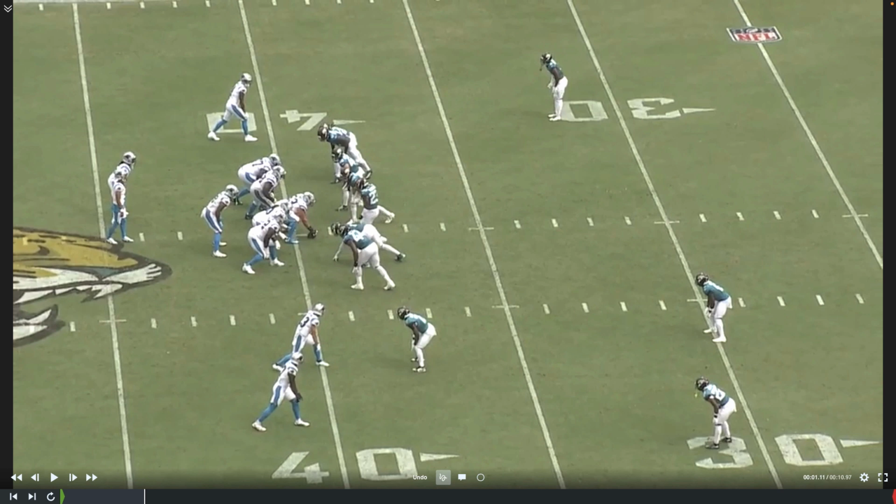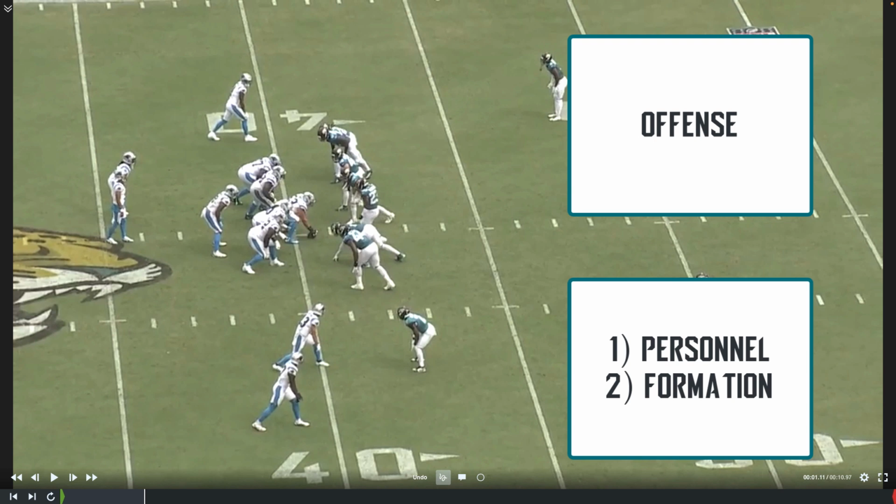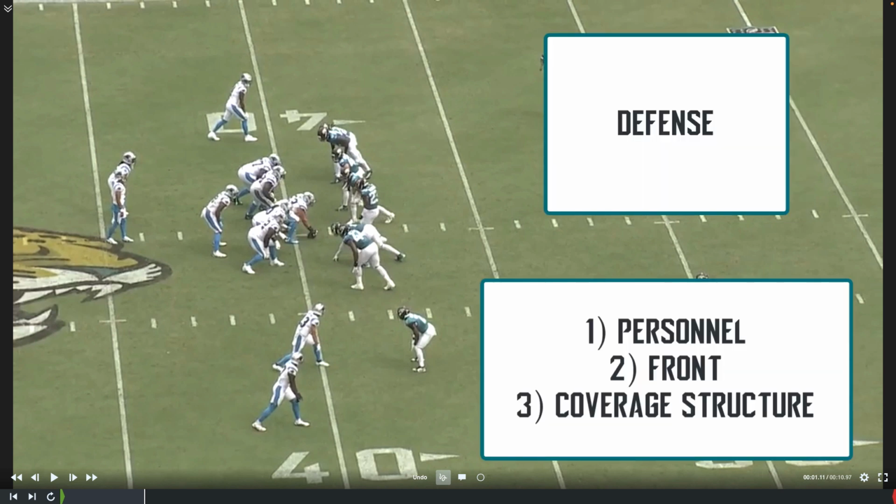But that is, real quick, the basics on how you can get started watching film, okay? Look at the offense first, identify the personnel grouping, all right? What body types are on the field? Identify the formation. How is the offense lined up? And then defense is pretty similar. What's the personnel grouping, all right? What body types are on the field? What's the defensive front? So how is the defensive line lined up? And what is the coverage structure? What is the 2 high safety structure looking like? What's the 1 high safety structure looking like, or whatever?